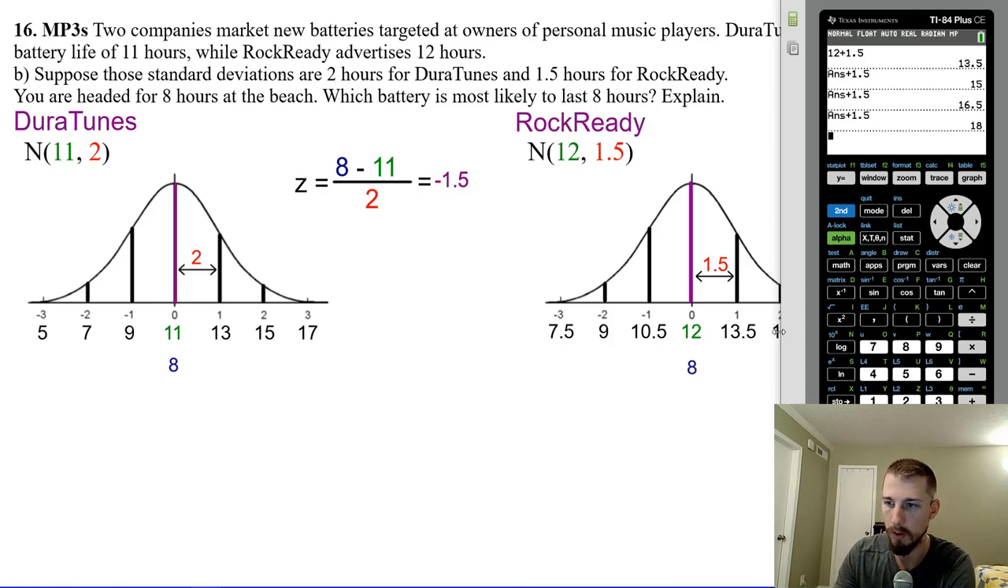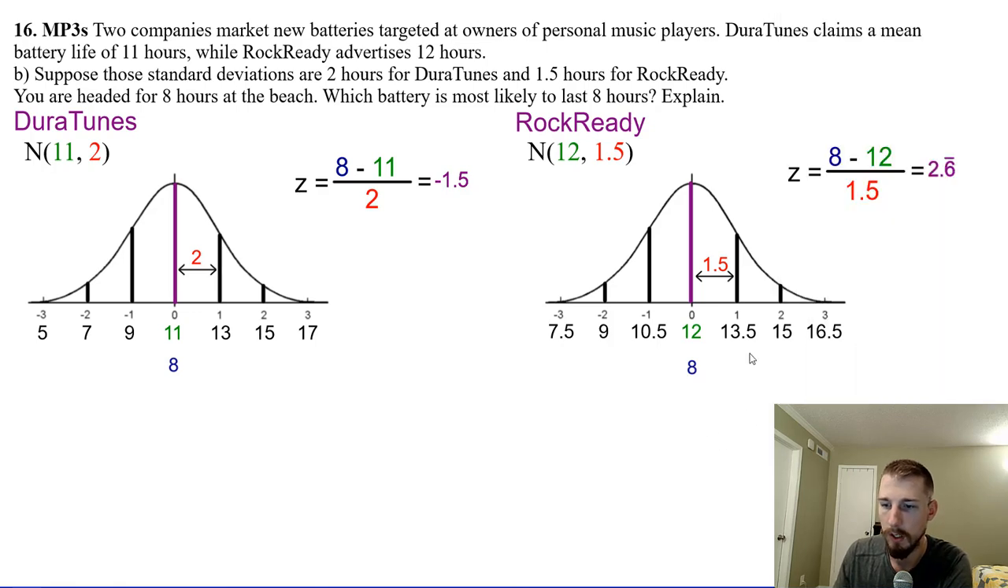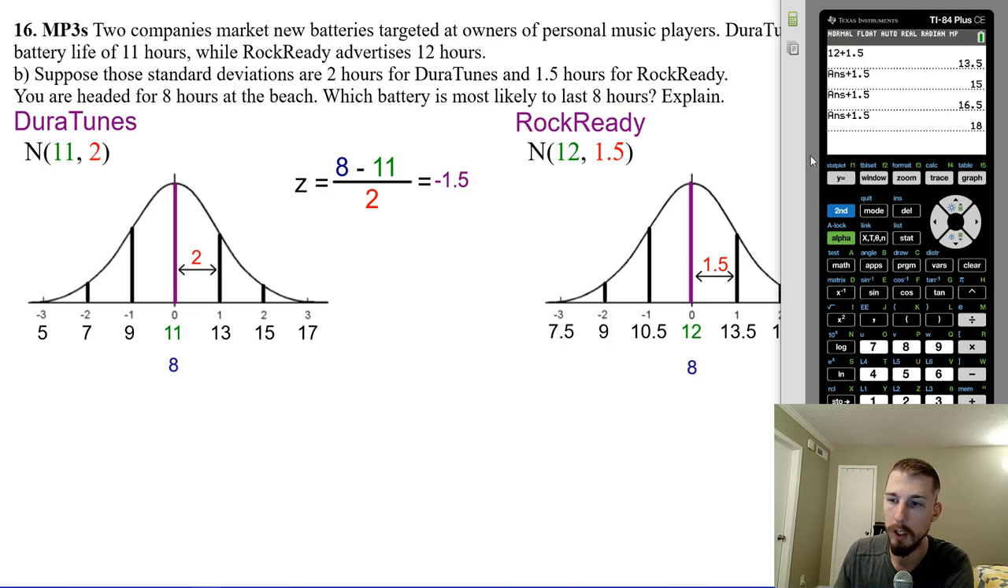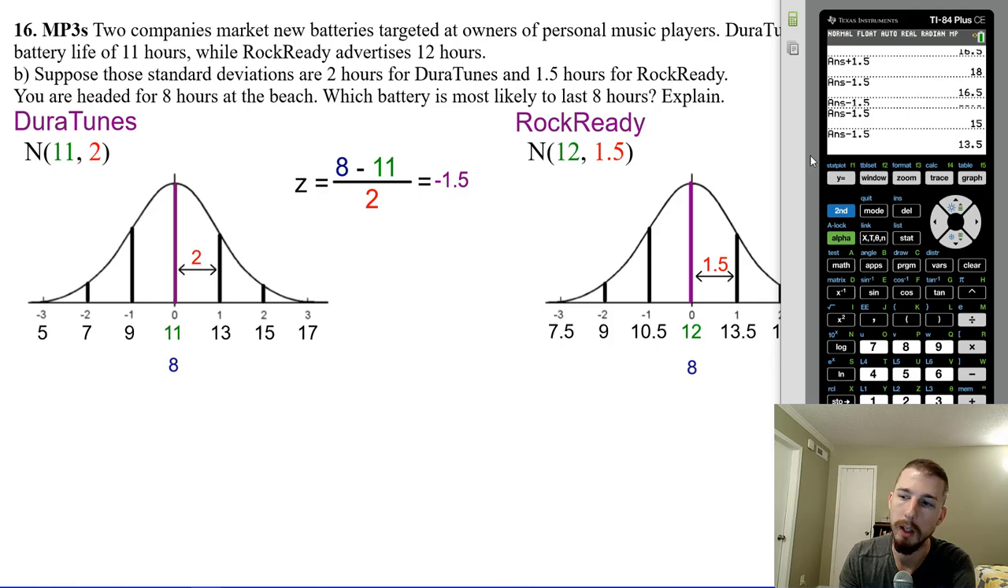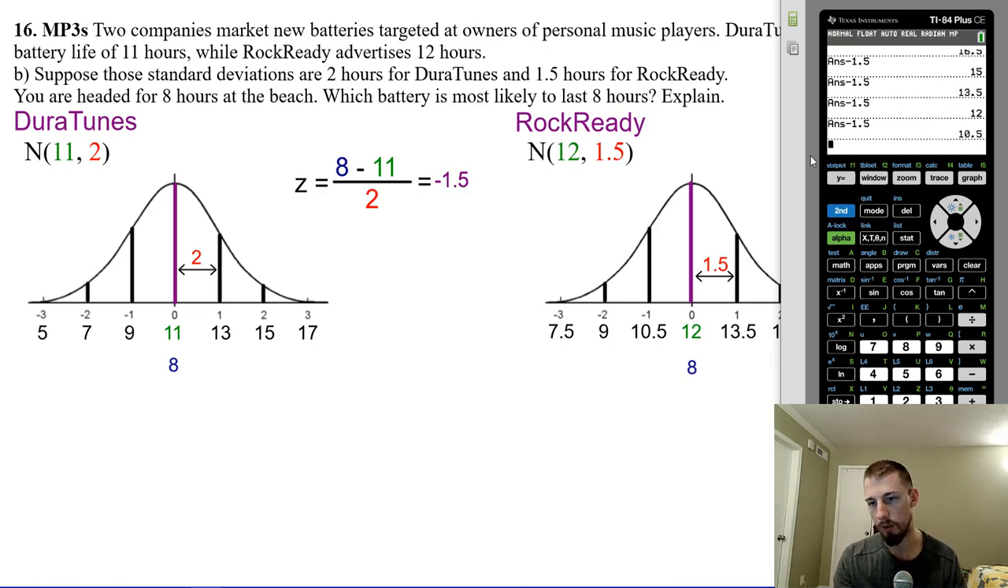If we need to do another one, we can do 18. That's going to give you these values that we got down here. If we want to do the same thing going in the other direction, subtracting 1.5, minus 1.5, it'll go right back to your mean of 12, and then you can go the other direction. That would give us 10.5, and then 9, and then 7.5.